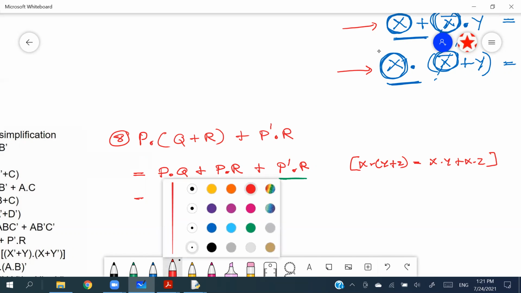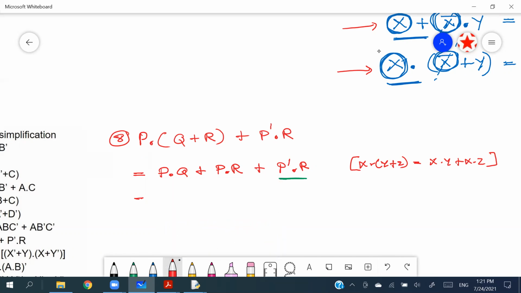So what we are going to do is, we are going to take P dot Q will stay as it is. So we are going to take R out, which gives us P plus P dash inside. So this is going to be the very same law, the distributive law, right? And we know this equals to 1.